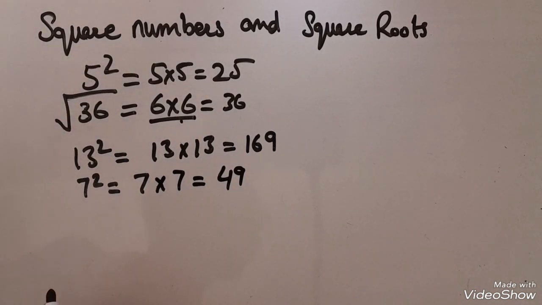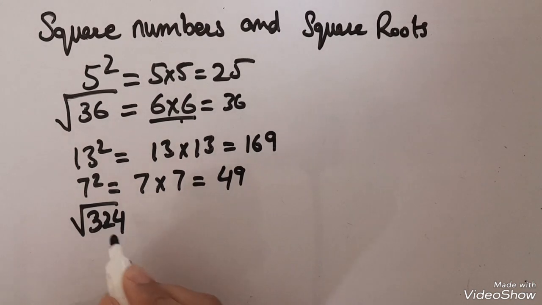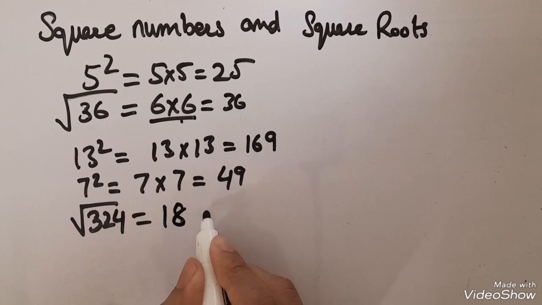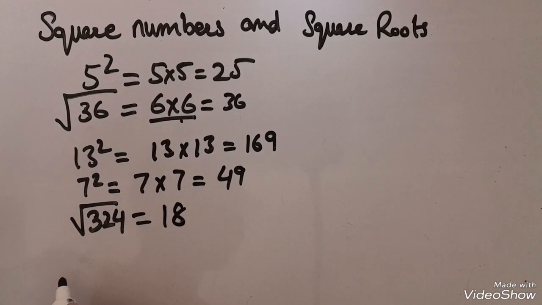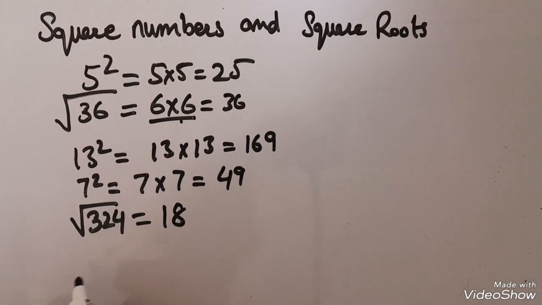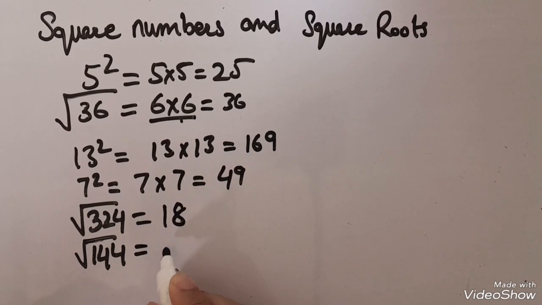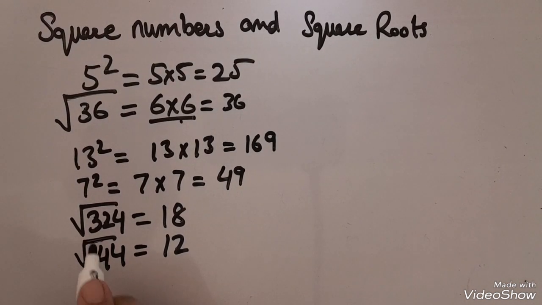Whereas in square roots, we have the square root of 324, which will be 18. So 18 multiplied by 18 will be 324, and the square root of 324 will be 18. Another example can be 144: the square root of 144 is 12, and the square of 12 will be 144. So this is how we will calculate square roots and square numbers.